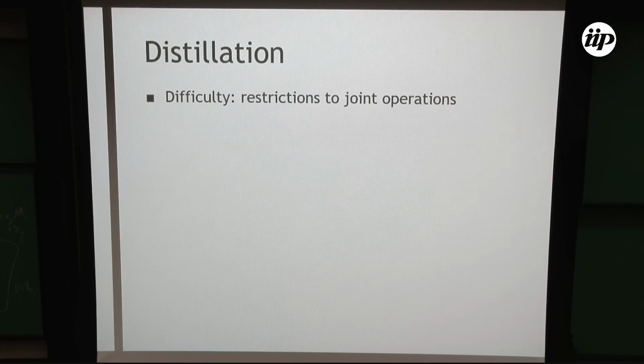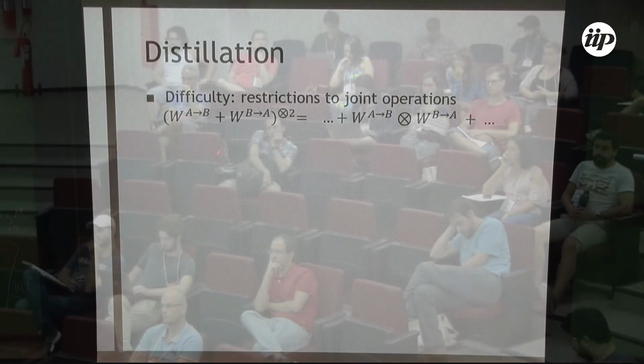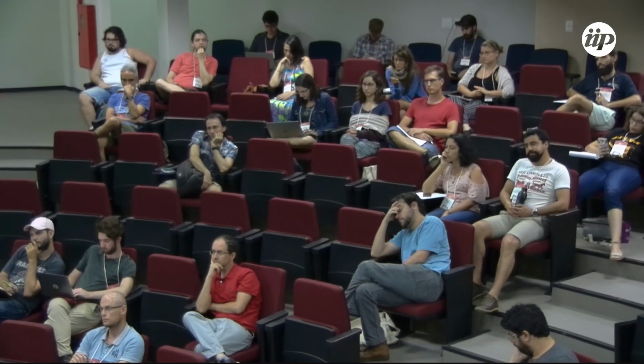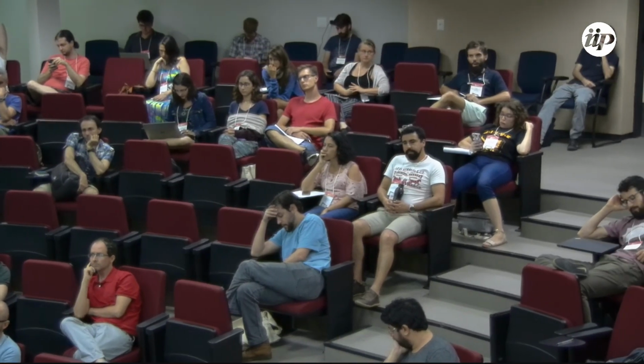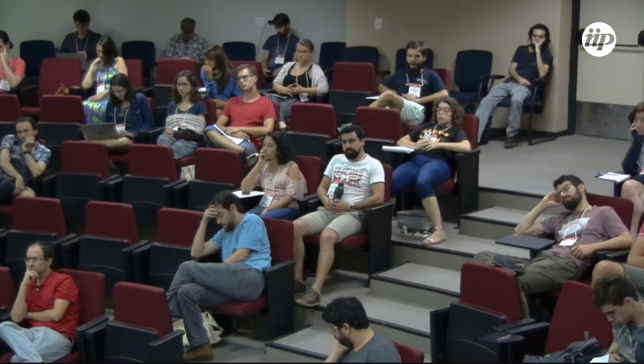Now, distillation. This is the second thing that we can do, and this is particularly difficult in this scenario when dealing with process matrices. Why is that? Because the idea of a distillation is to get two or more copies of something, and to find one copy with a lot of that resource. But using two copies of a process matrix is not a very simple feat.